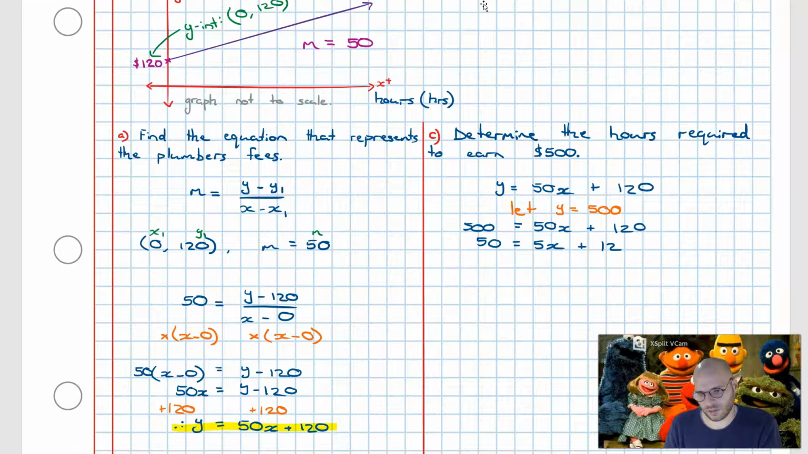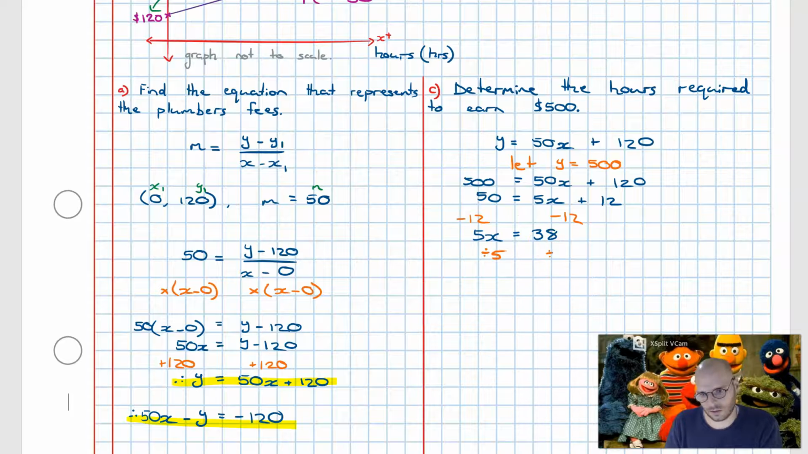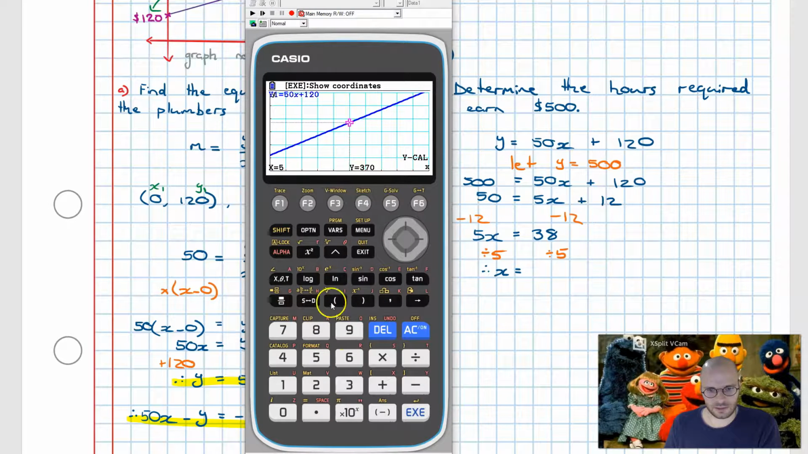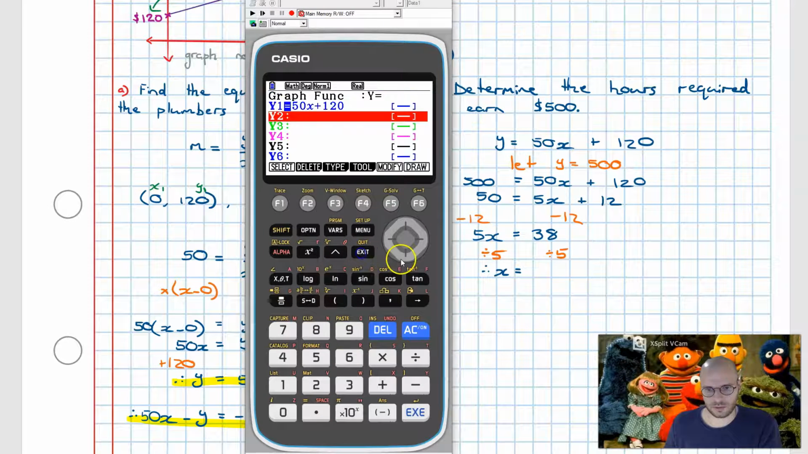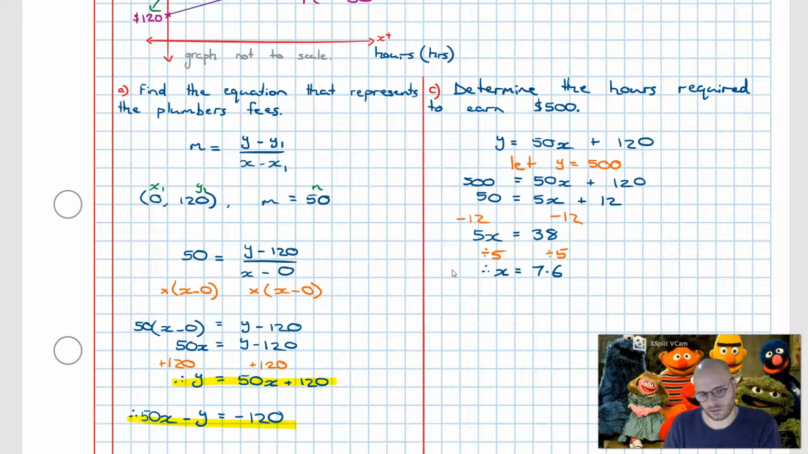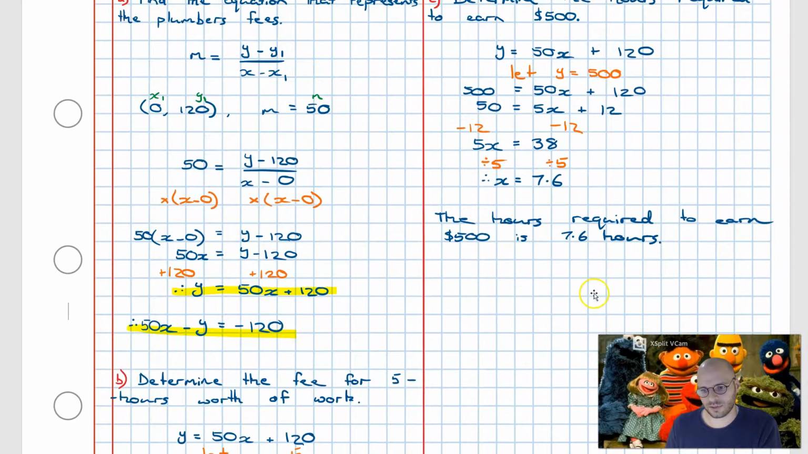Simple transformation because I like smaller numbers. And then we're going to rearrange for x. So to do that, we're going to take 120 from both sides. This is going to yield a value of... Alright, now I can't do this in my head. So what I'm going to do is I'm going to get my trusty calculator up. I am going to key in my value. So I'm going to go backwards, and then we're going to go 38 divided by 5 is 7.6. So therefore, the hours required to earn $500 is 7.6 hours.